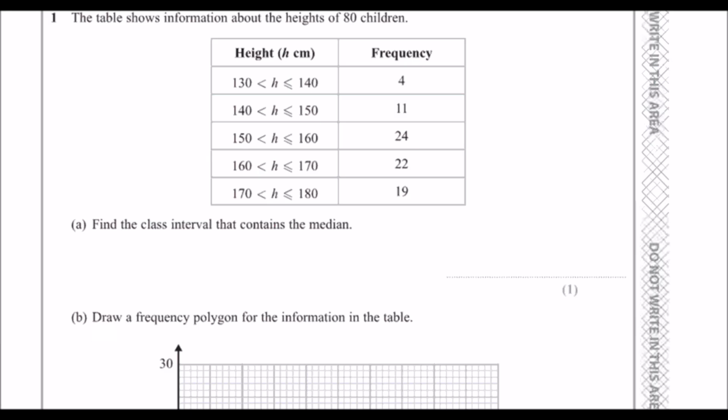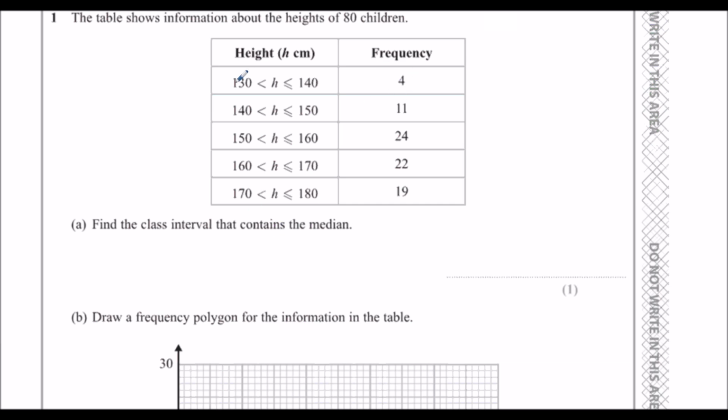Question 1. We've got a table that shows information about the heights of 80 children, in groups. It says find the class interval that contains the median. Imagine we've got 80 children all lined up in height order. We want the middle one, so the 40th, or in between the 40th and 41st child. So we need to work out how far along the line the 40th or 40.5th child is.